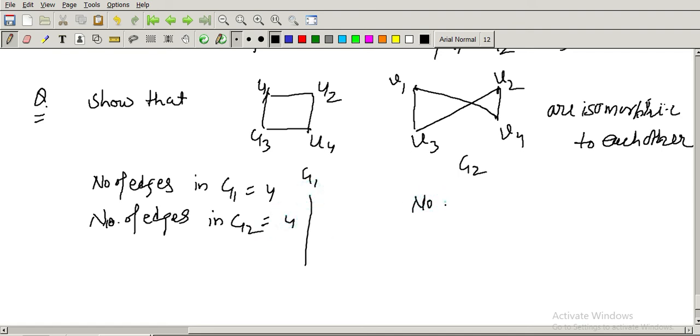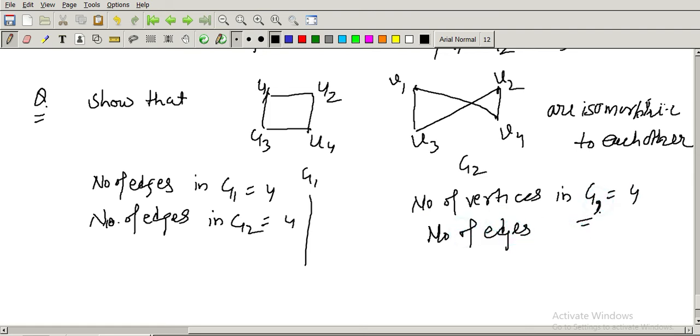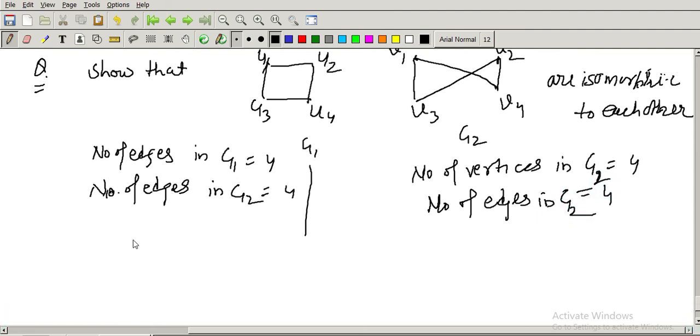Number of vertices in G1, which is, vertices are 4, v1, v2, v3, v4. Number of edges is also 4 in G2, no? Which is 4, right? And then calculate the degree.